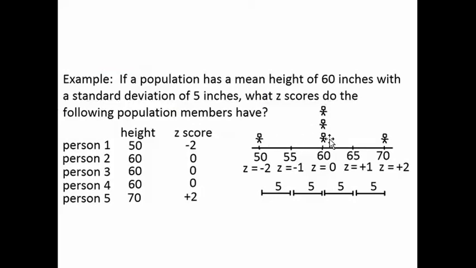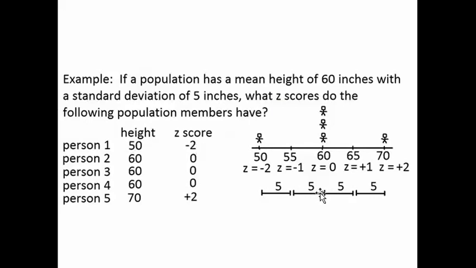These 3 people are right at the mean of 60, so they all have a z-score of 0. We don't have anyone who's 1 standard deviation above the mean right here, so we don't have anyone who has a z-score of +1 in this example. But we do have someone who's 2 standard deviations above the mean with a z-score of +2. We don't have anyone who's 1 standard deviation below the mean, so no one has a z-score of -1 in these 5 people. But we do have someone who's 2 standard deviations below the mean down here.